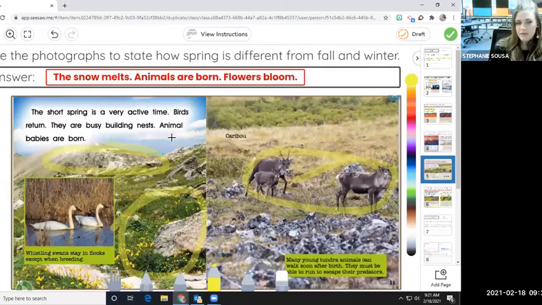Use the photographs to state how spring is different from fall and winter using that text feature of photographs. Sorry guys, my hair is driving me crazy. It's very staticky. There we go. We can see that the snow and ice begin to melt because we're seeing the ground. We can see that flowers begin to bloom. And we can see over here that animals are born in these seasons.